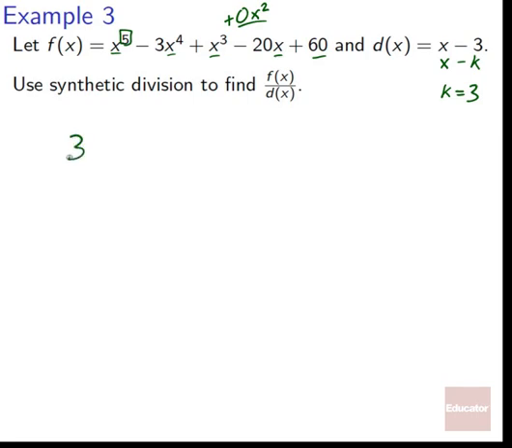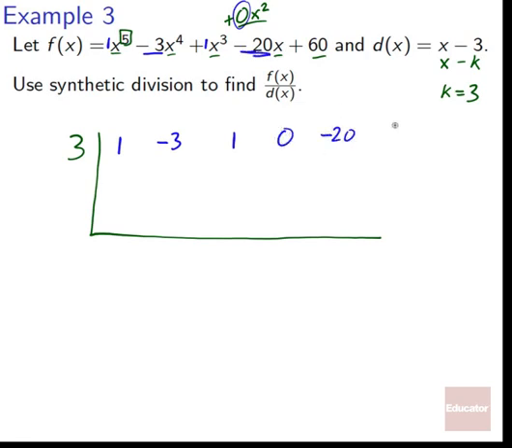So we've got 3 here, and now we just need to place in all of our various coefficients. So our various coefficients, we've got a 1 at the front, we've got a negative 3 in front of x to the fourth, we've got a hidden 1 in front of the x cubed, we've got a 0 on our completely hidden x squared, we've got a negative 20 on our x, and we've got a 60 at our very end for our constant. That's all of them. We've made it all the way out to the constant.